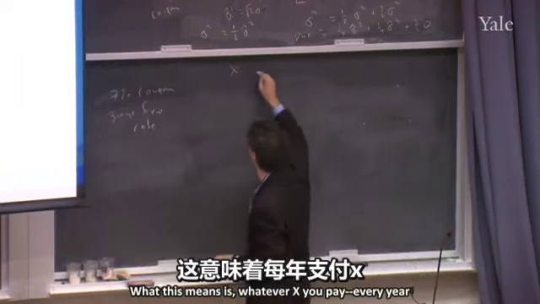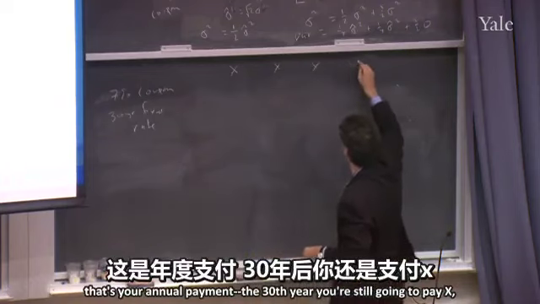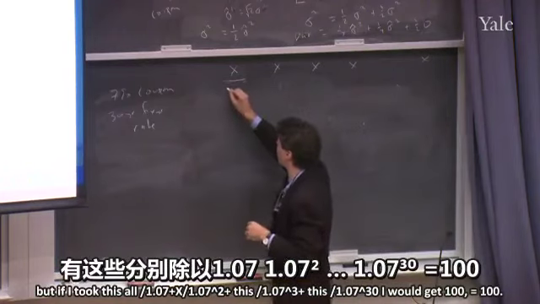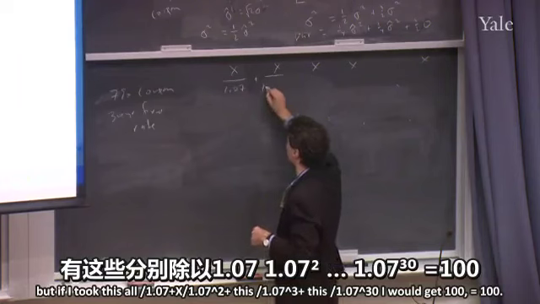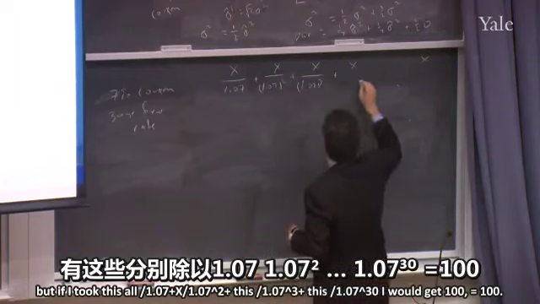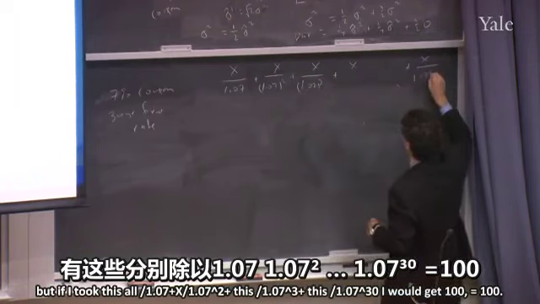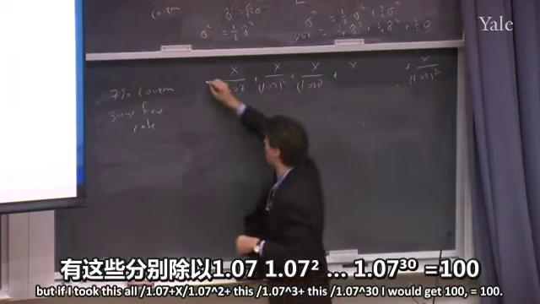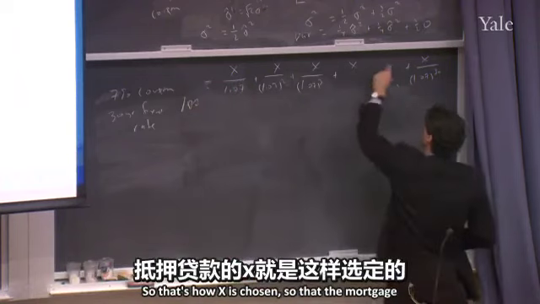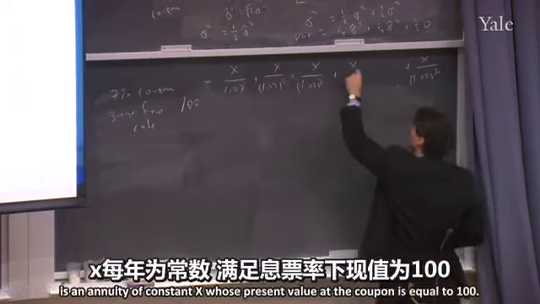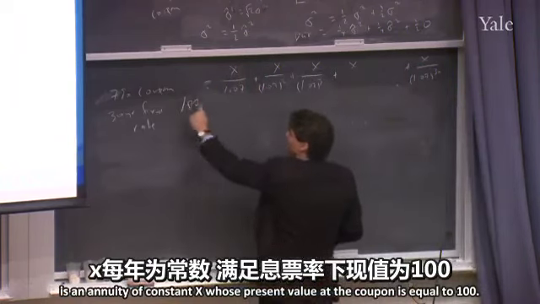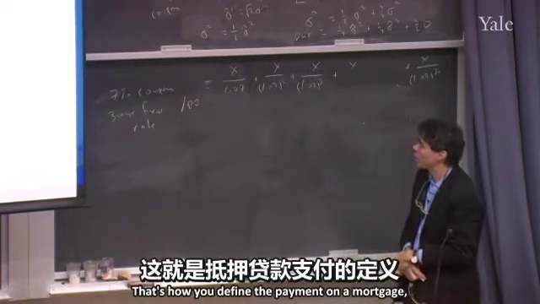What this means is whatever X you pay every year, that's your annual payment. In the 30th year, you're still going to pay X. But if I took this all over 1.07 plus X over 1.07 squared plus this over 1.07 cubed plus this over 1.07 to the 30th, I would get 100. So that's how X is chosen: the mortgage is an annuity of constant X whose present value at the coupon is equal to 100. That's how you define the payment on a mortgage.